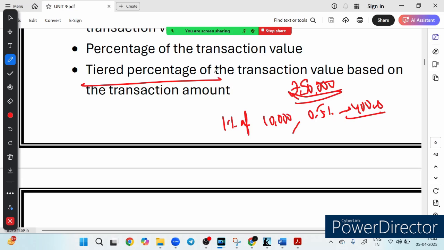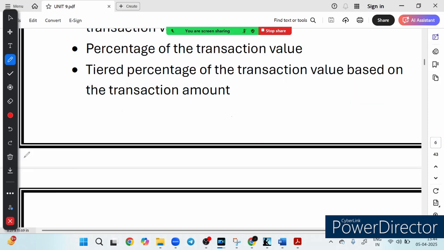That is called tiered percentage, or we also call it sometimes incremental charge. Sometimes you may have heard this word, incremental charge. Like you are transferring 50,000, so for the first 10,000, 1% is charged, and for the next 40,000, 0.5% is charged. This is called tiered percentage of transaction charge.